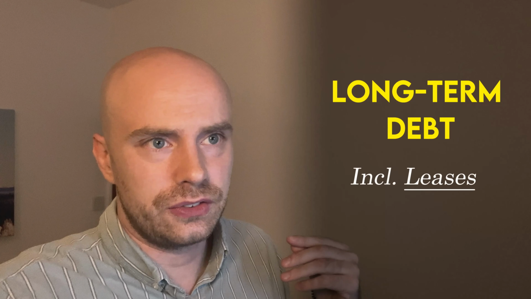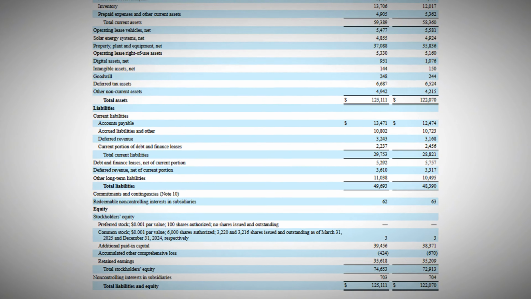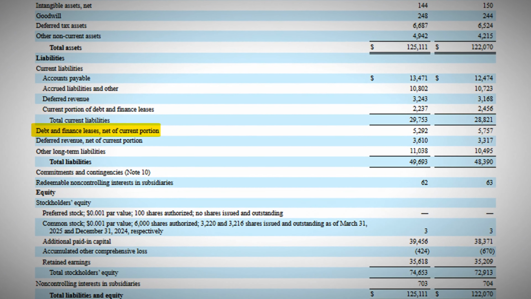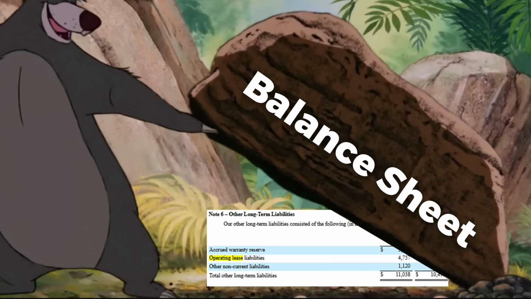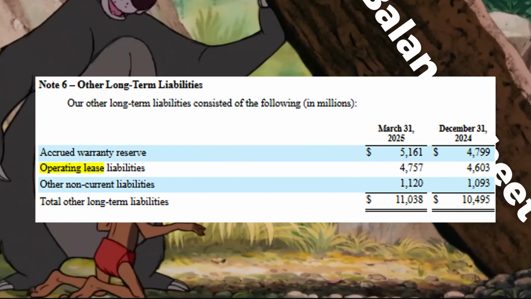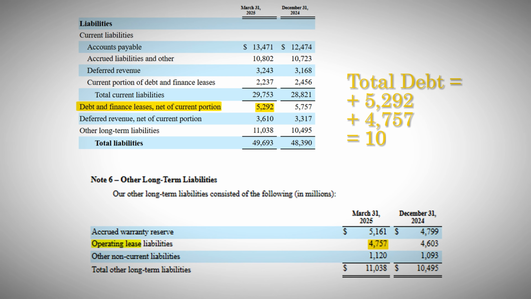The same issue will actually happen for long-term debts. On Tesla's balance sheet, they have a line called debt and finance leases net of the current portion. So that is exactly what we want. But this one doesn't actually include all of the leases. There are other leases that are included underneath the balance sheet in the notes. If you look at Seeking Alpha, they will have the correct value.